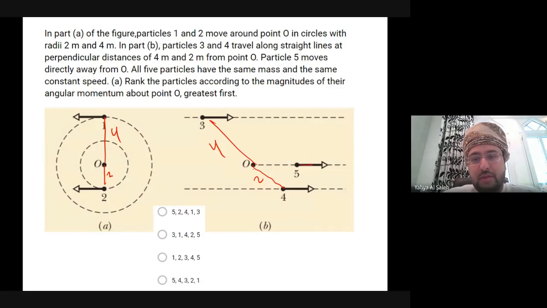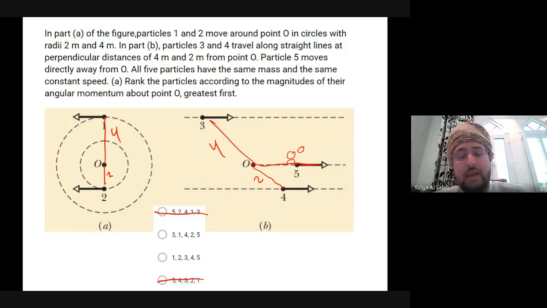5 is in a straight line from O, so it cannot cause any rotation. The angle is 0. So sine 0 is 0, which means that the last answer needs to be 5. It's the least, it's 0. So this cannot be right, and this cannot be right. These two can both be right.